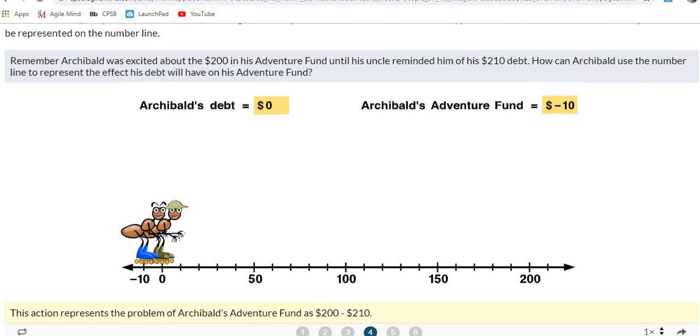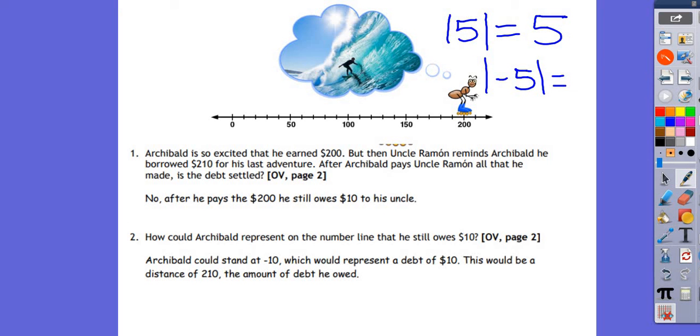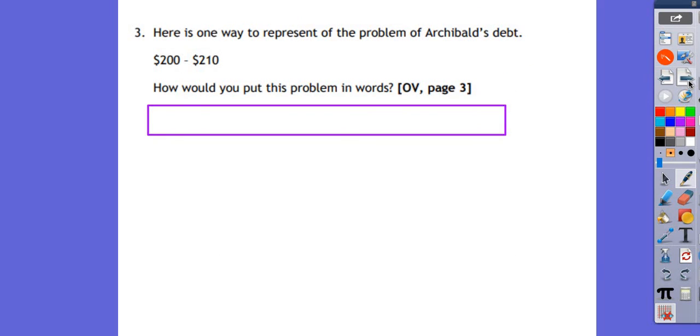Does he owe a negative 10? No. This negative sign means the word owe. He owes $10. So that kind of answers question 3 for us.